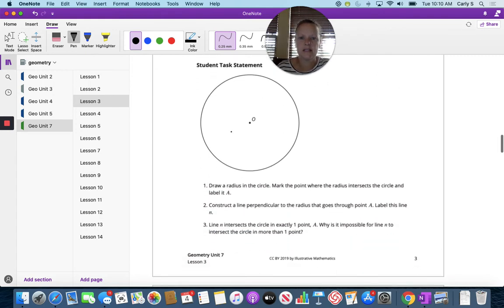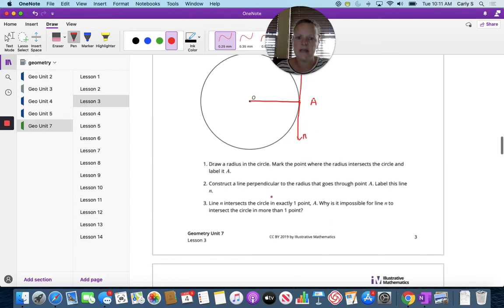All right, so let's look at this task statement. It says, draw a radius in the circle. Okay, so go ahead and do this with me. Mark the point where the radius intersects the circle and label it A. Construct a line perpendicular to the radius that goes through point A. This line will be N. Okay, we're not going to construct with our construction tools because we do know how to do that. This will be line N. A line has arrows on it.